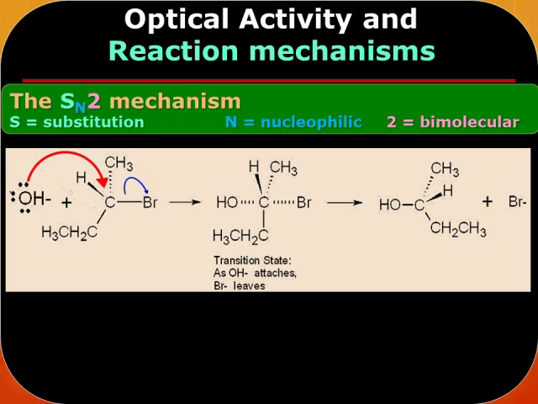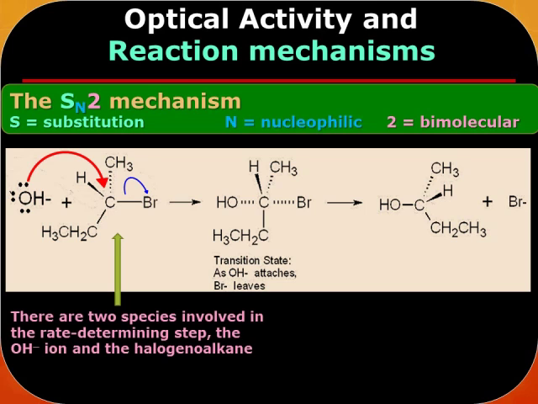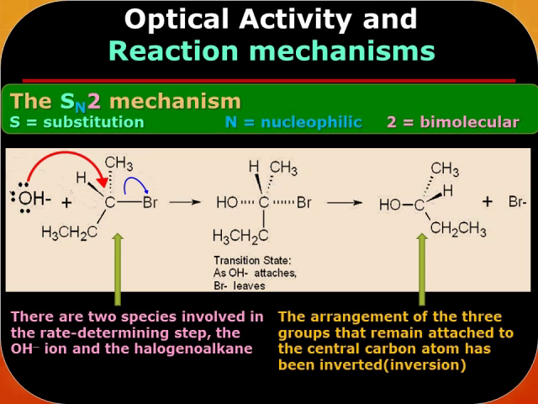That means when the hydroxide ion attaches to the carbon, at the same time the bromide leaves. So both are happening; the hydroxide ion and C-Br are both involved in the rate determining step, right? That's why we call it bimolecular. And here is the transition state, right? As hydroxide attaches, bromide leaves.